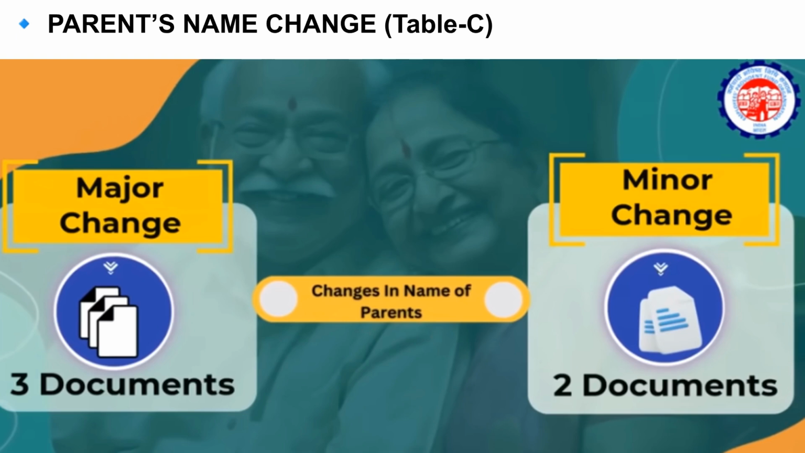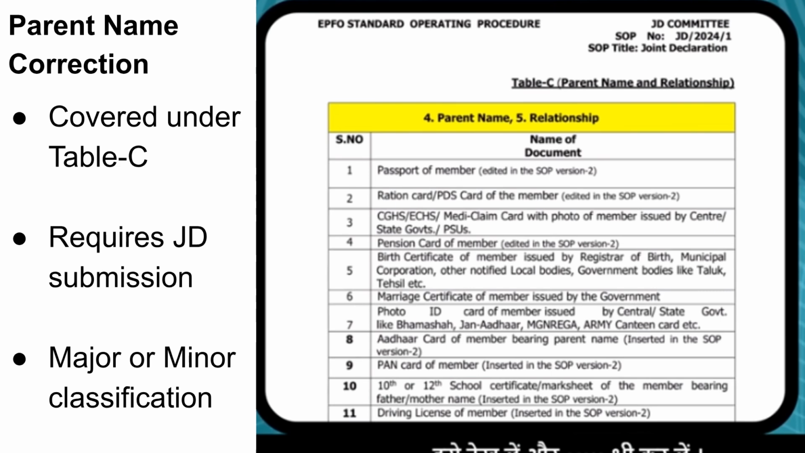Next, we will review the process for parent's name change, as covered under Table C of the SOP. Parent name corrections are governed under Table C of the SOP relating to parent name and relationship. This requires a joint declaration submission and is classified as either a major or minor change.